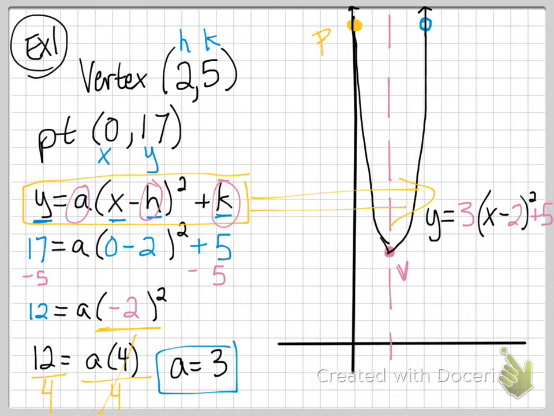Alright, this is my equation. This is my answer. The other part was just for kicks and giggles. No, the other part was to find our a value so that we would be able to plug it in. Let's do one more example.